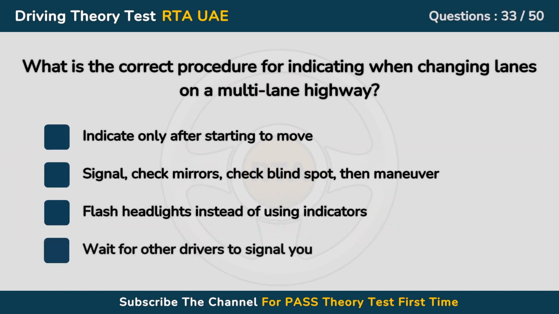Question 33. What is the correct procedure for indicating when changing lanes on a multi-lane highway? A. Indicate only after starting to move. B. Signal, check mirrors, check blind spot, then maneuver. C. Flash headlights instead of using indicators. D. Wait for other drivers to signal you.